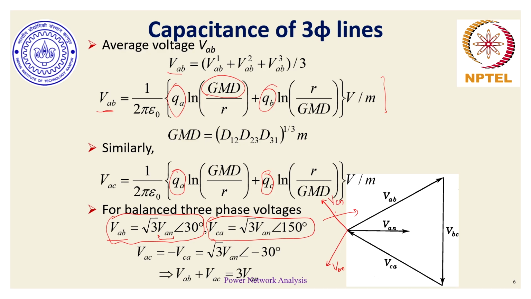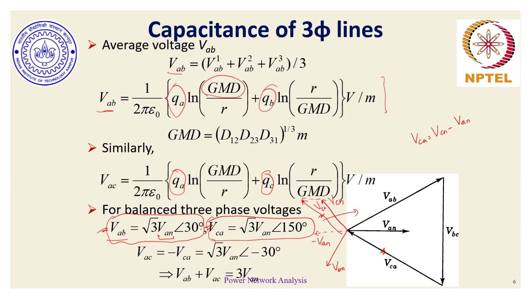And if we have to find VCA, I think it is correct. VCA is VCN minus VAN. So, to find VCA, we take the negative of VAN, which would lie over here, and the addition of VCN with minus VAN would essentially lead to the VCA vector, which is also shown over here. So, with that line-to-line and phase voltage relationship, we know that this is for sure.